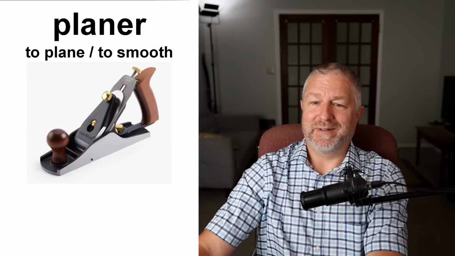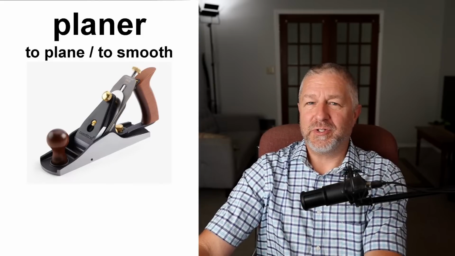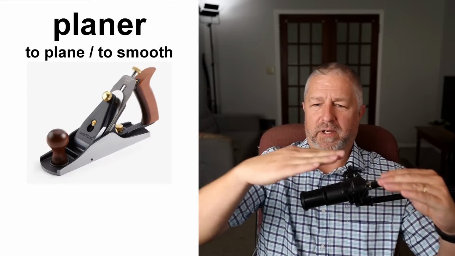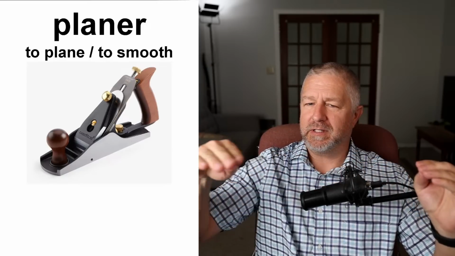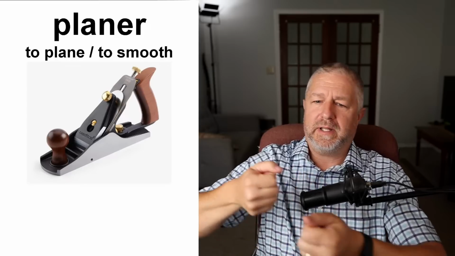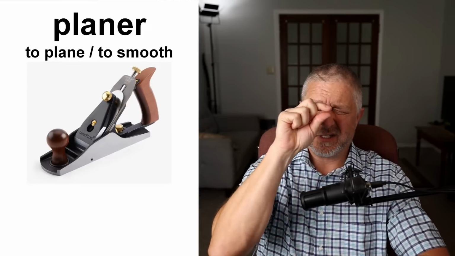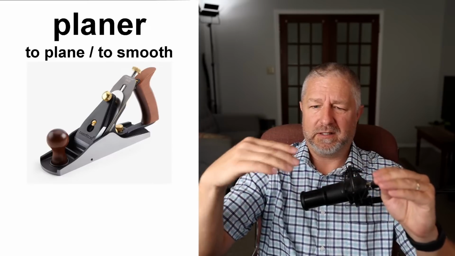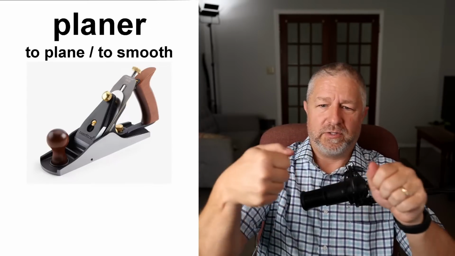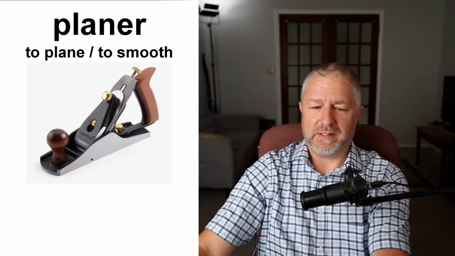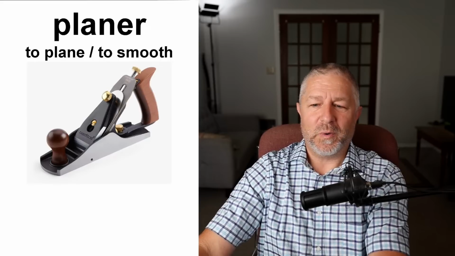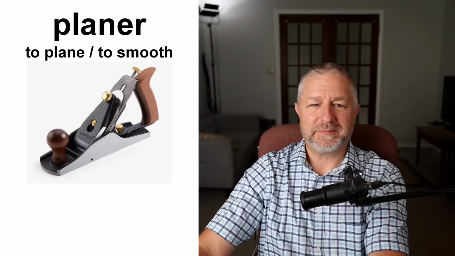A planer. I don't ever use one of these. This is used to plane or to smooth wood. So if you have a piece of wood and it's not perfectly smooth, you would use a planer to remove a really small slice of wood. So if there was a piece of wood like this, you would use a planer to remove the pieces that were a little bit too tall. You would use it to plane the wood or to smooth the wood.